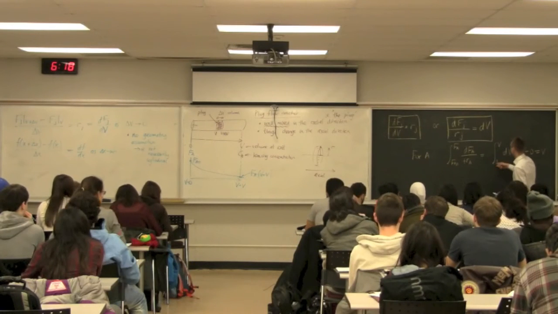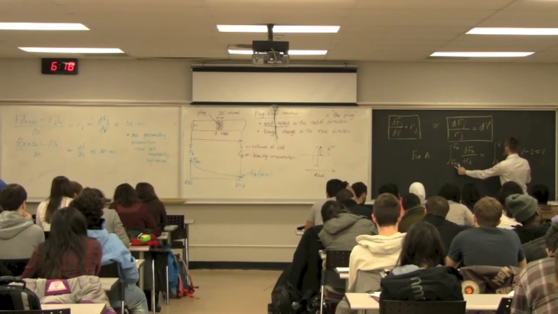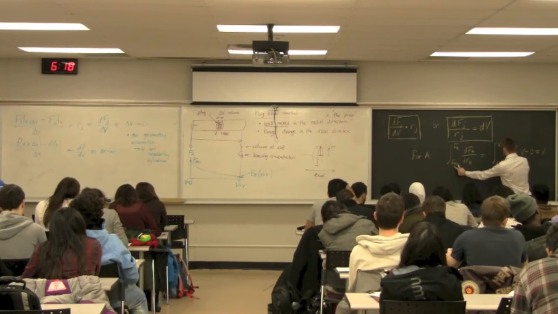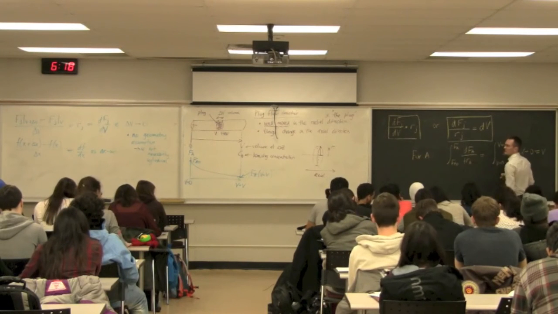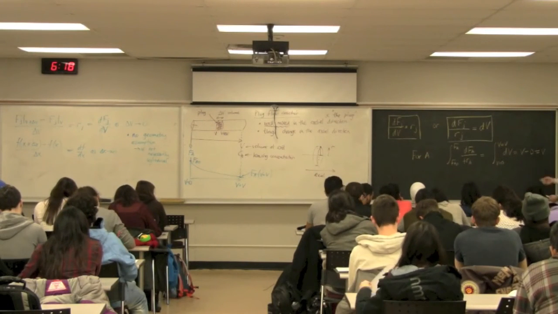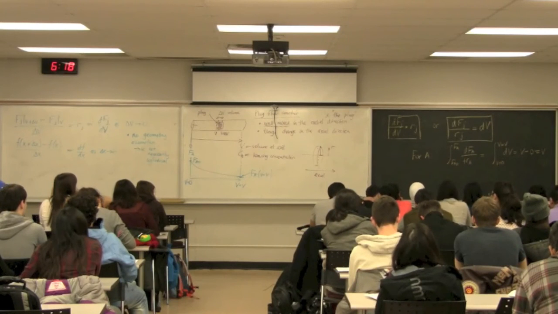And that's equal to the integral from 0. So at the entrance of my reactor, V is equal to 0. Let's write that and emphasize that V is equal to 0. At the exit, V is equal to V. Integrate that, I get the total volume of the reactor.